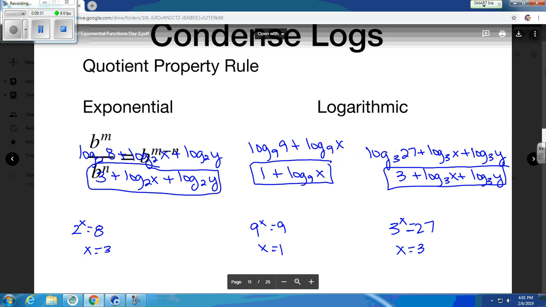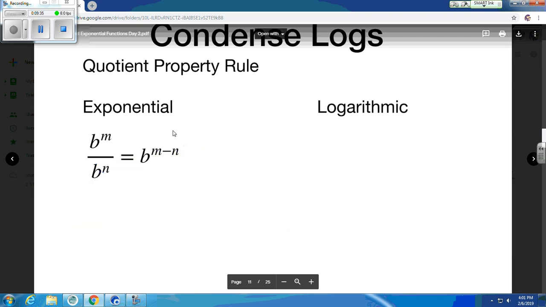The quotient rule in the exponential world says when we divide like bases, we get to subtract the exponents. And in the log world, when we are dividing using the same log, we can expand this by subtracting log base b of m minus log base b of n.